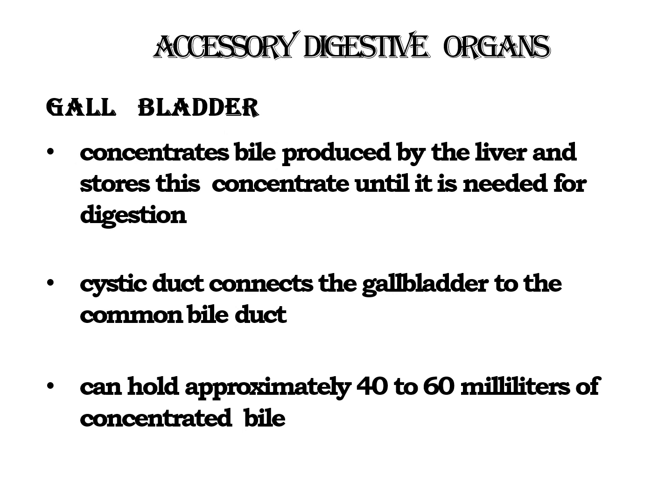Gallbladder. The gallbladder concentrates bile which is produced by the liver, and stores this bile and concentrates it until it is needed for the process of digestion. The cystic duct connects the gallbladder to the common bile duct. The gallbladder can hold approximately 40 to 60 milliliters of concentrated bile.